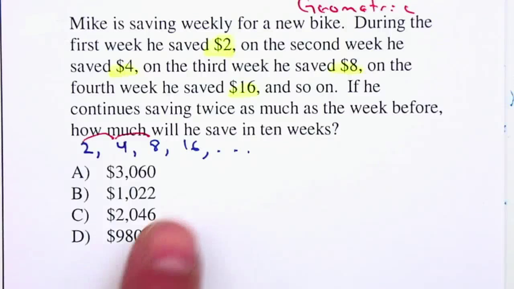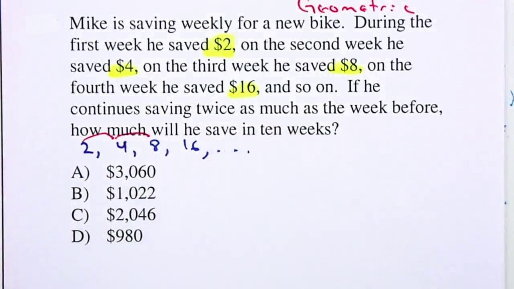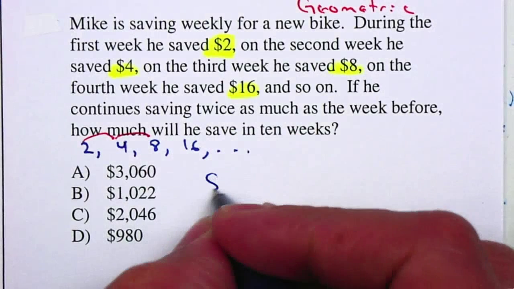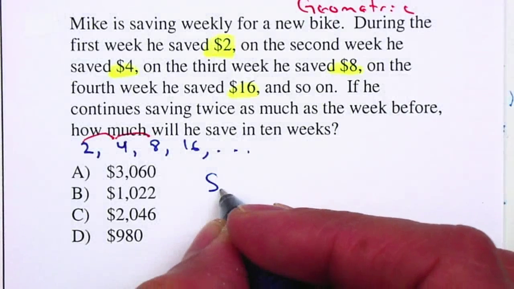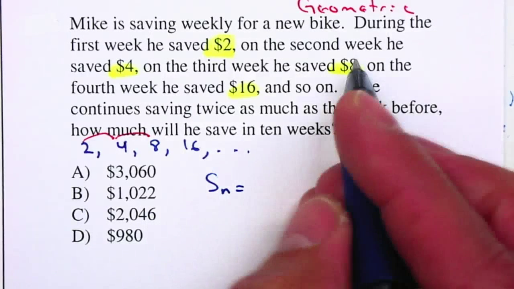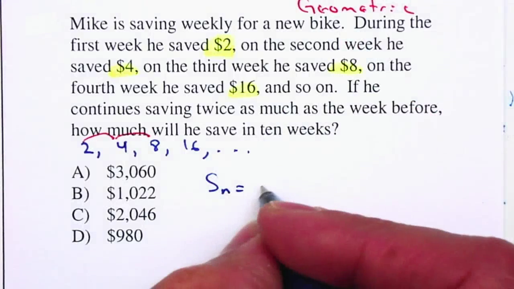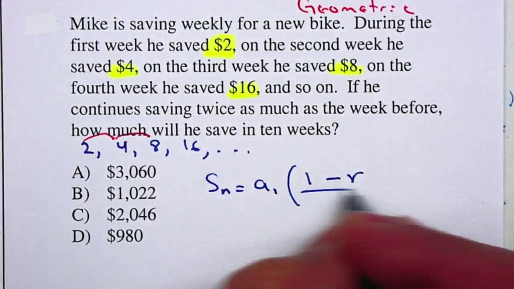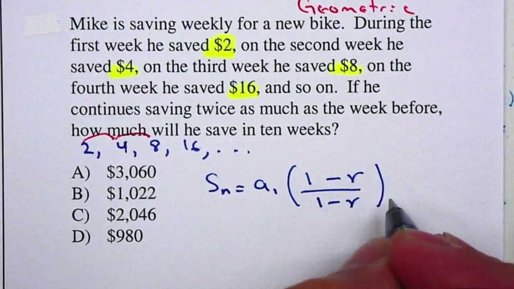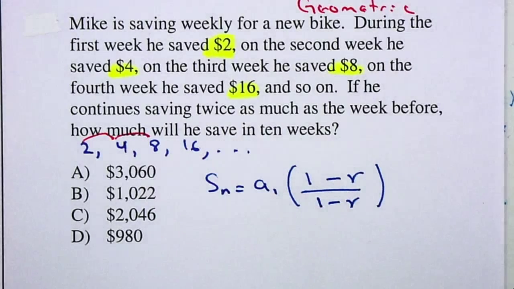And we're looking for the total that he saved in 10 weeks. So therefore, we're looking for the sum. So the sum of n is geometric. So geometric is the one with the r. It's the first term, then 1 minus r, 1 minus r to the power of n. So I'm missing the little n up here.